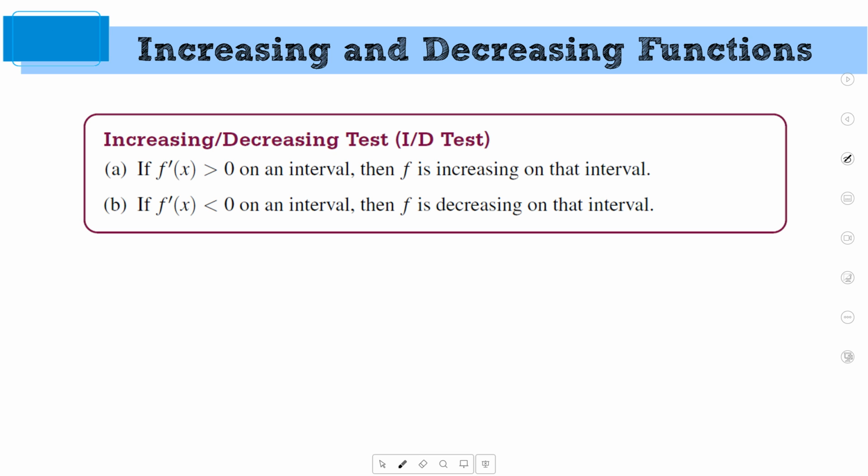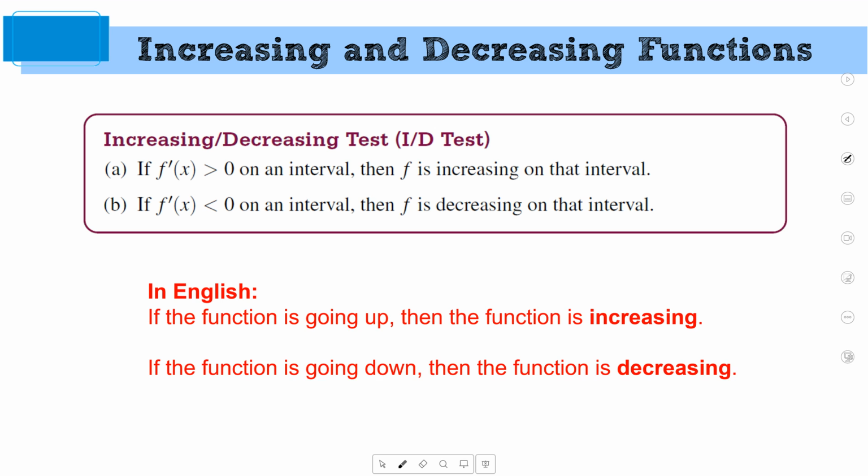If the derivative is greater than 0, the function is increasing. If the derivative is less than 0, then the function is decreasing. If it's going up, it's increasing. If it's going down, it's decreasing. Hopefully not difficult, yes? And again, I'm going to bombard you with a bunch of stuff, then I'm going to show you a way to organize this.